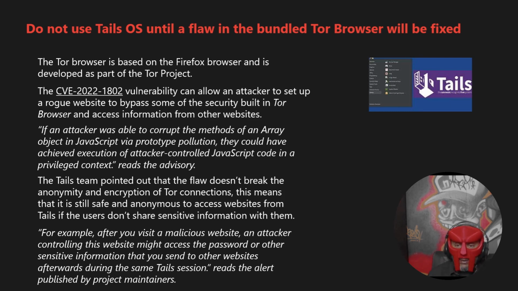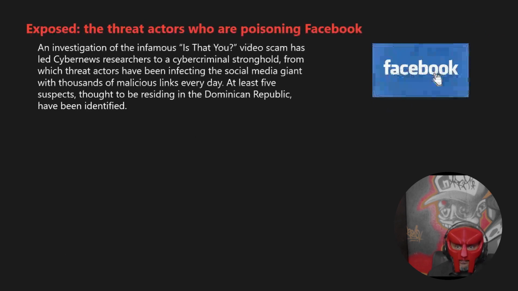published by project maintainers. The maintainers' alert states that other information or other applications in the operating system are not affected by the flaw. Thunderbird, for example, is not affected because JavaScript is disabled. The safest security level of the Tor browser is not affected because JavaScript is disabled at this security level. This vulnerability will be addressed with the release of Tails 5.1 on May 31st.